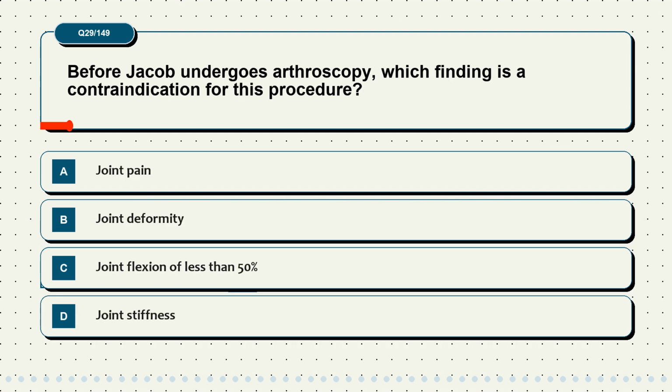Question 29. Before Jacob undergoes arthroscopy, which finding is a contraindication for this procedure? Here are the options. Option A, joint pain. Option B, joint deformity. Option C, joint flexion of less than 50%. Option D, joint stiffness.